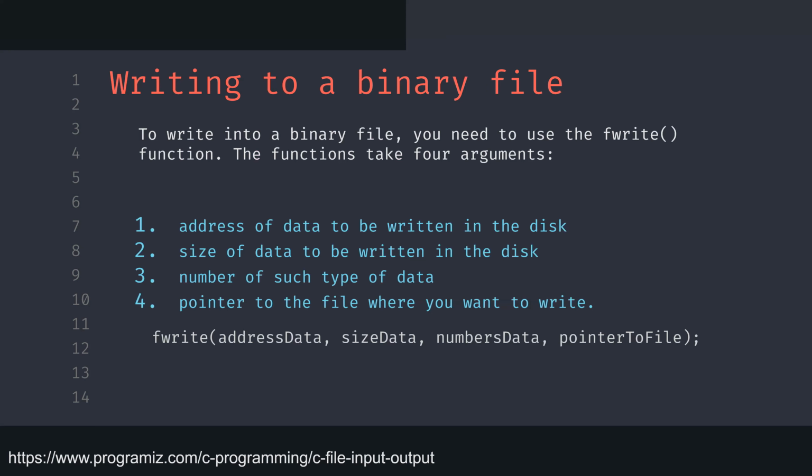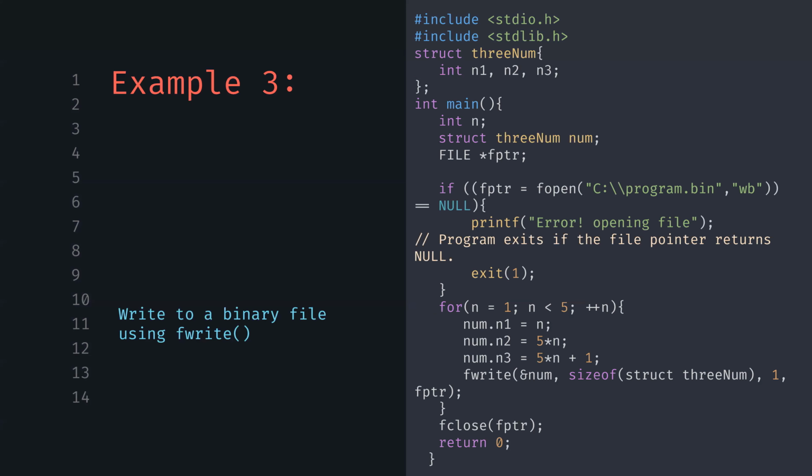That particular function, the fwrite function, has 4 arguments. The first is the address of the data we write to the disk, right? The second one is the size of the data. Then how many items of such type there are, and the pointer to the file. As mentioned here: address of data, the size, the number of data, and the pointer. So here is an example.